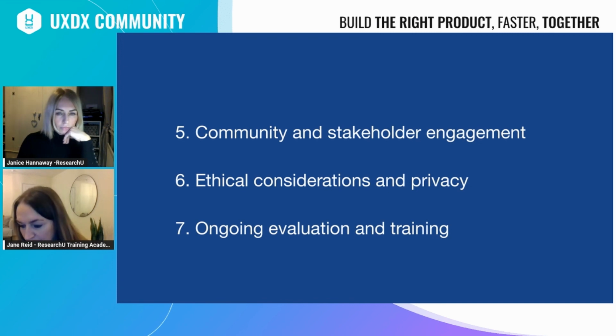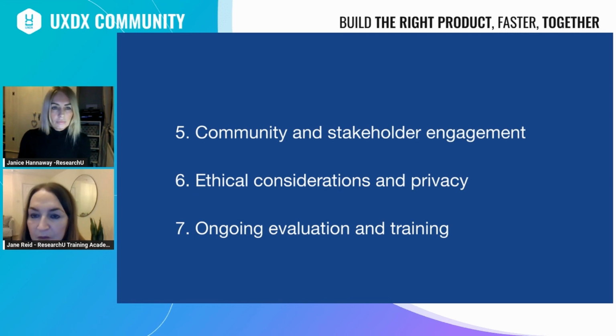Ethical considerations and privacy. We really need to be vigilant about our privacy and data protection. Trauma survivors may be particularly sensitive about their personal information. So we have to ensure that our service has strong, user-friendly privacy protections. Ongoing evaluation and training. We must regularly evaluate the effectiveness of a trauma-informed approach and be prepared to make changes based on what we learn. So ongoing training with your team to stay current with best practices in the trauma-informed space. There's some good examples out there that we can share later.